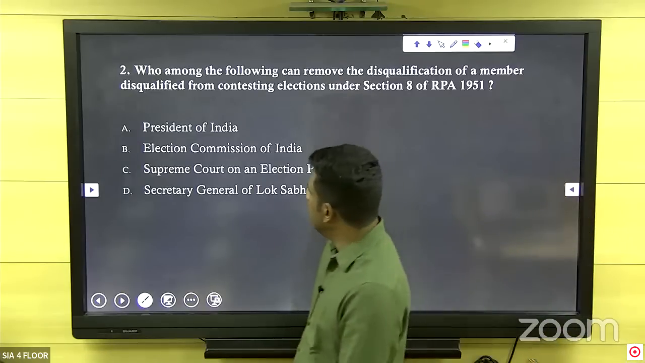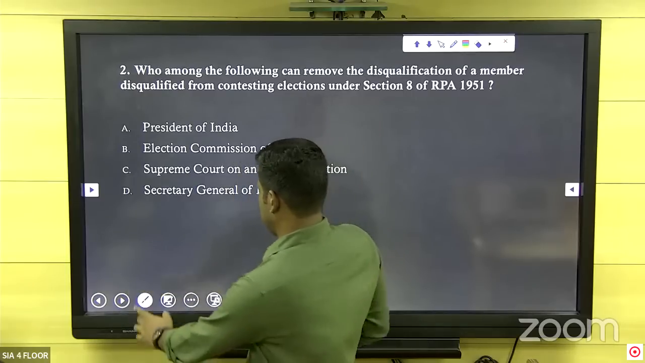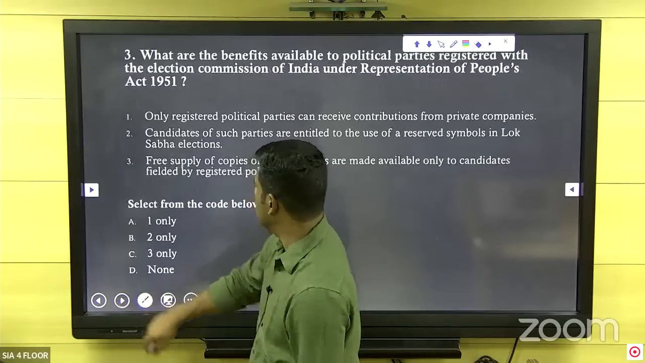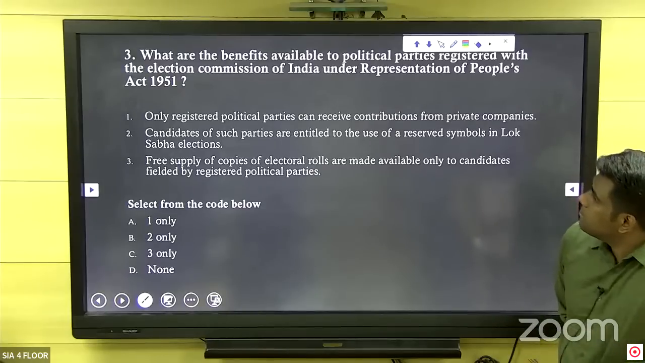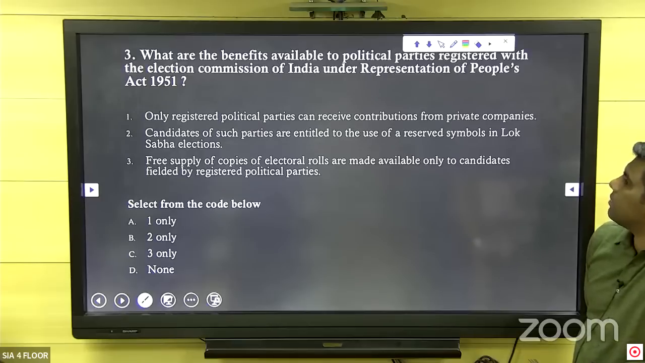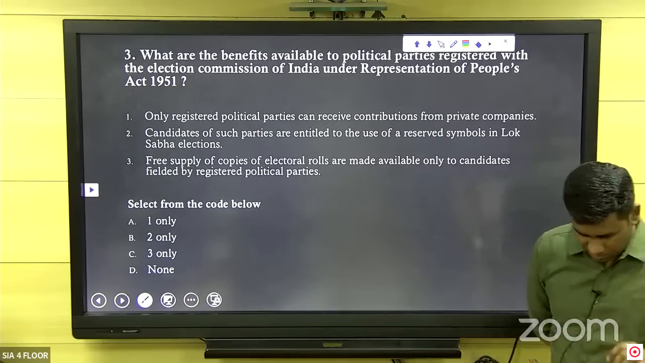Okay. Now we move on. Next question. So the correct answer, ECI. Question number 3. What are the benefits available to political parties registered with the Election Commission of India under RPA 1951? So let's see how many can get this question right.